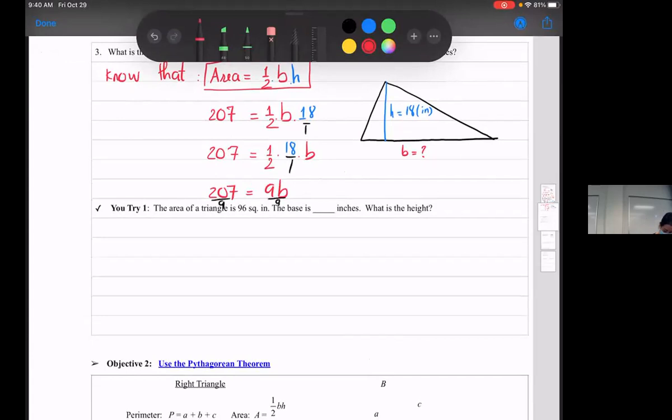Divide by 9. So B equals 23 units. Good.